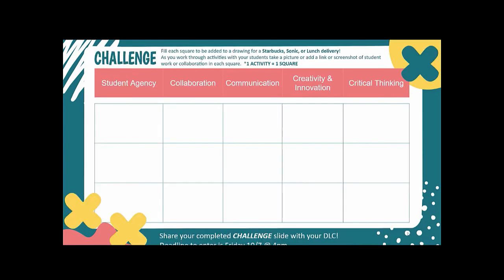All right, now that you've completed all 20 days, we want to issue you a challenge. We would love for you to fill in each square with a picture of student work or pictures doing work, or maybe links to their work. So 3 under student agency, 3 under collaboration, etc. And 1 activity equals 1 square.